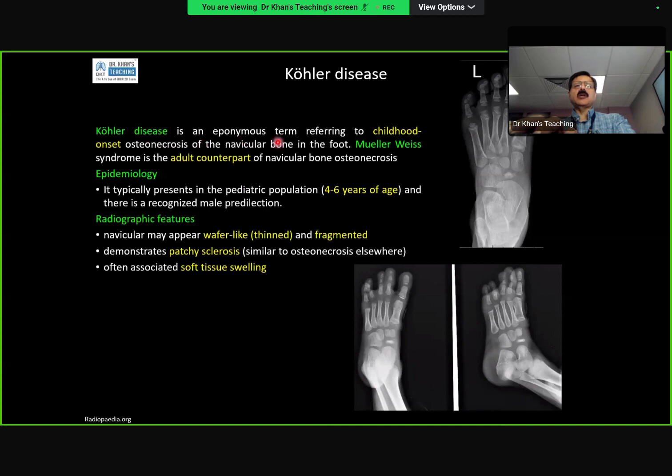Fowler's disease refers to childhood onset osteonecrosis, right? But Muller-Weiss syndrome is the adult counterpart of navicular bone osteosclerosis. Nobody is asking you the names, but please remember the concept that Fowler by definition was childhood, but it can happen in adulthood. Age 4 to 6 years. Vapor-like thin fragmented patchy sclerosis; soft tissue swelling can be there.